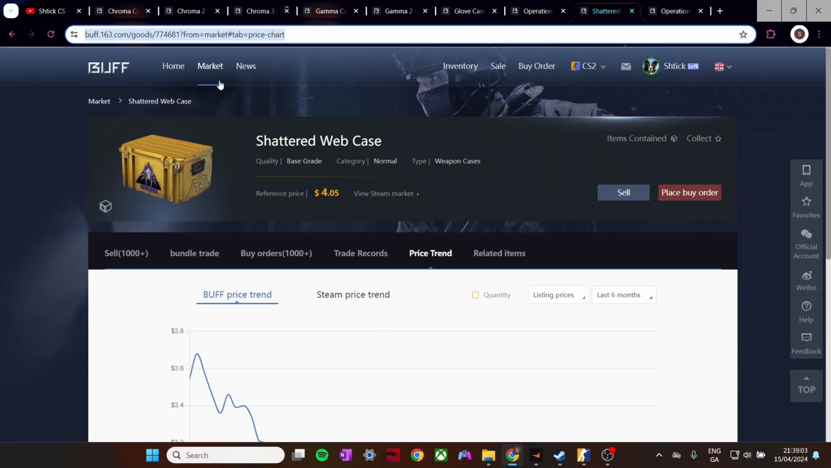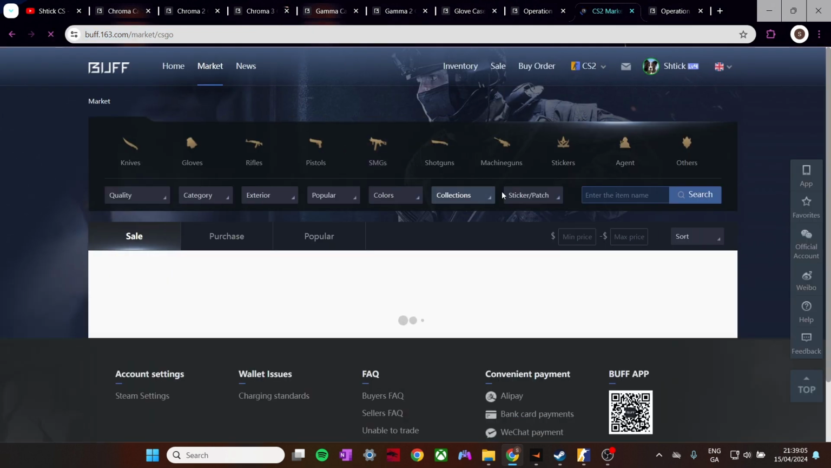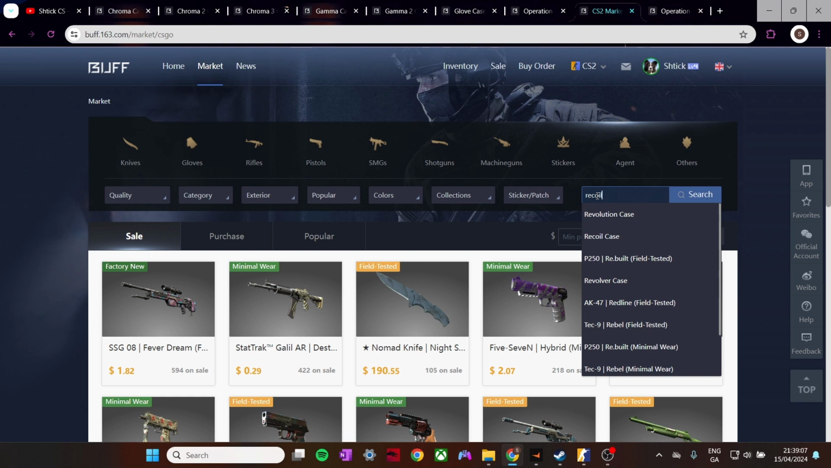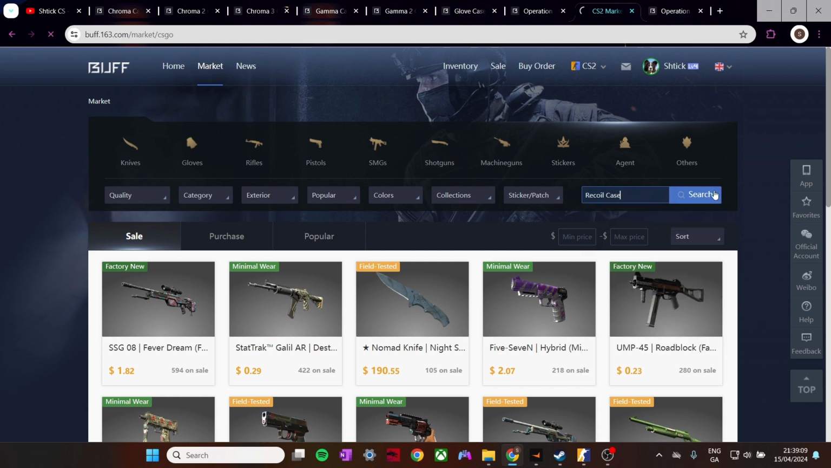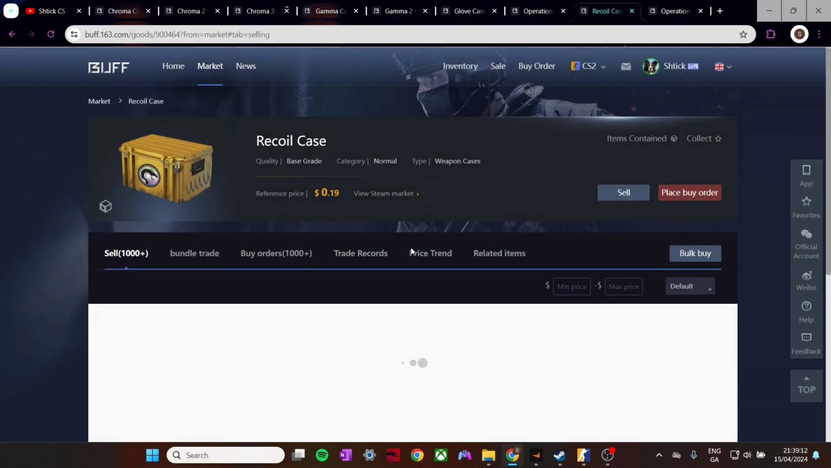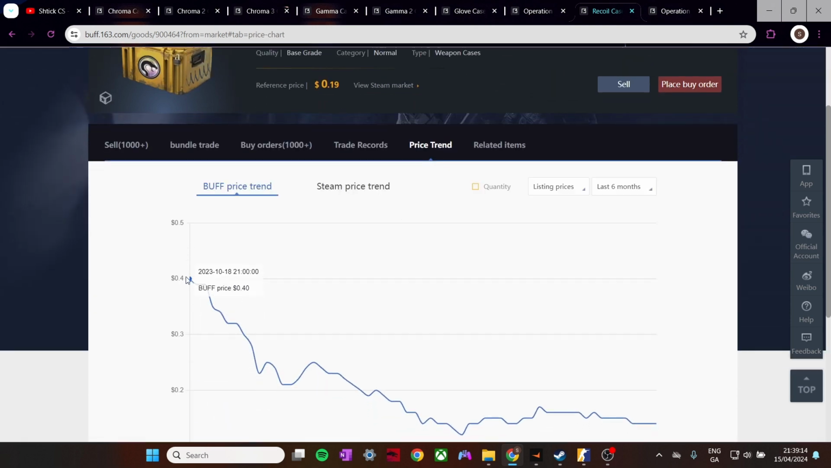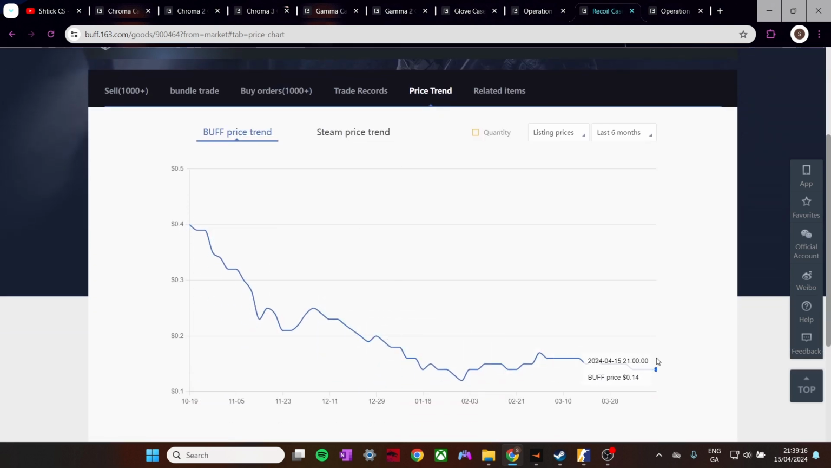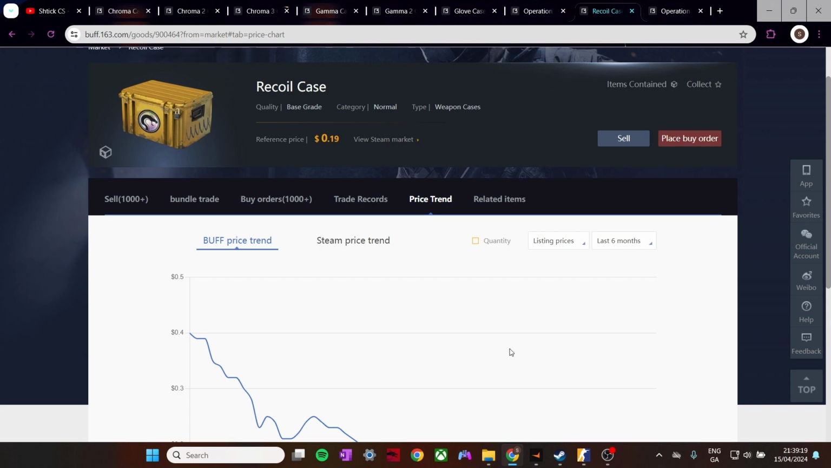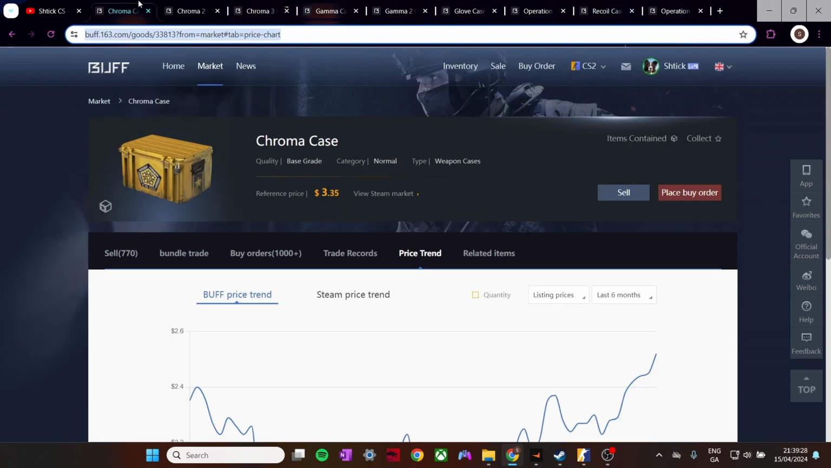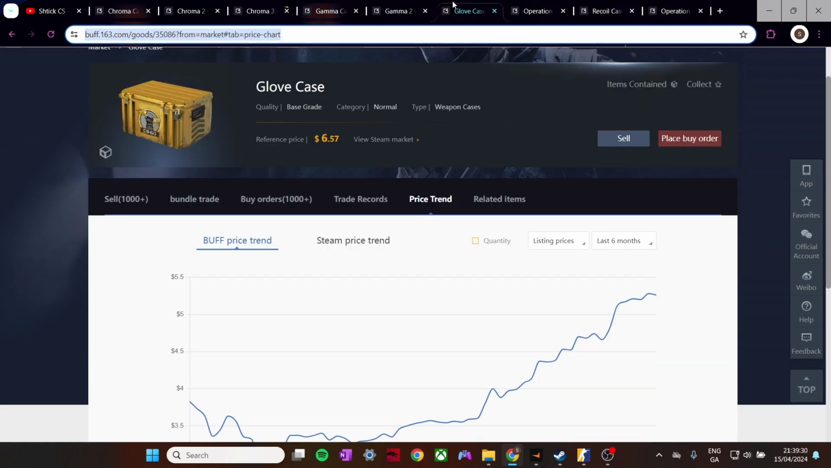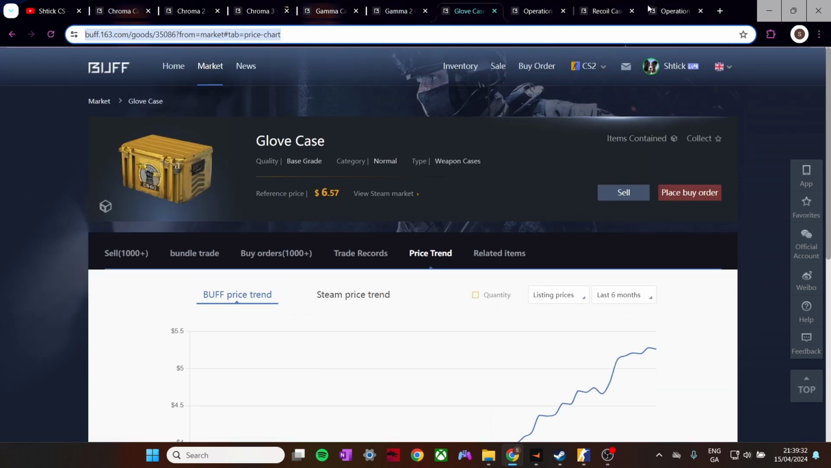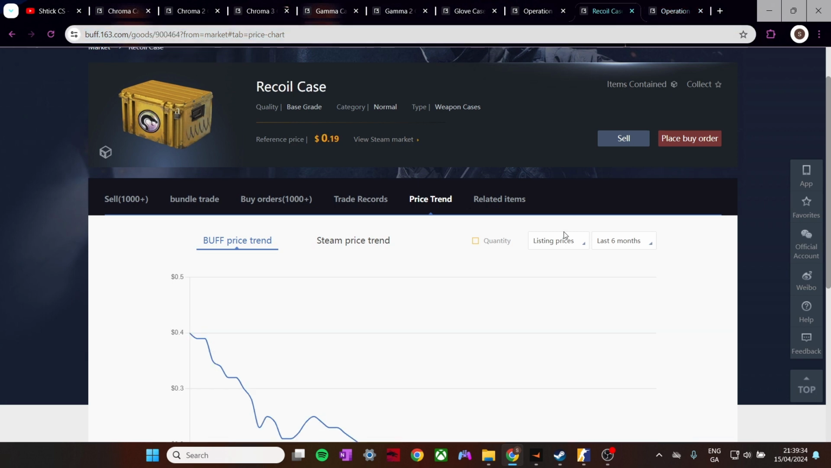And I would also look into some maybe active duty cases. So let's do the Recoil case as an example. So let's go into this here. So 6 months ago, this was at about $0.40 and now it's $0.14. So it's gone down nearly four times within the space of 6 months. Even though these are actively dropping, and even though there's so many case farmers, I just think these cases are too low. Like, people are paying $5 for Glove cases when you could just open a bunch of Recoil cases instead.